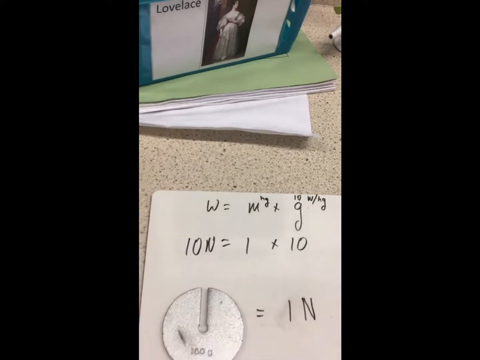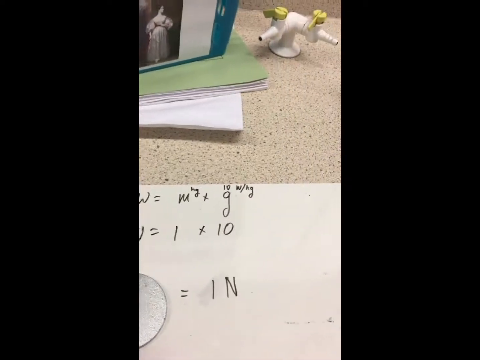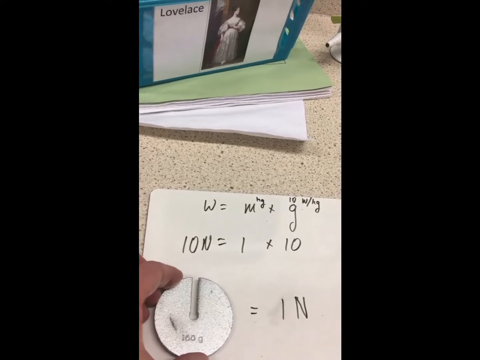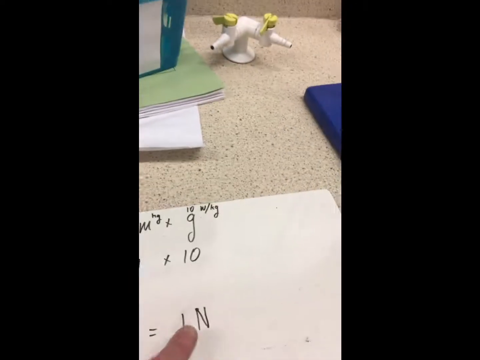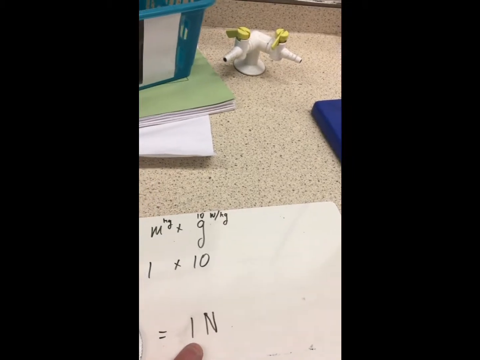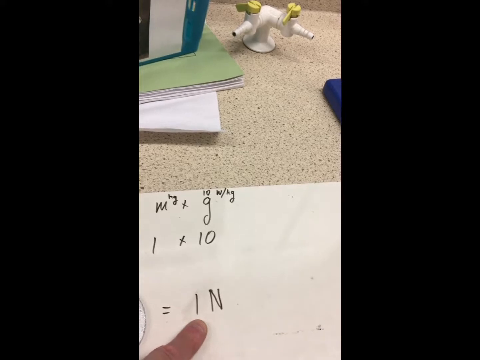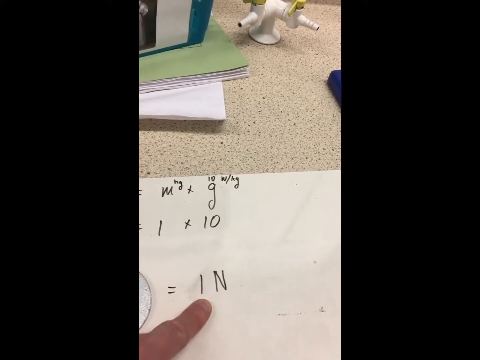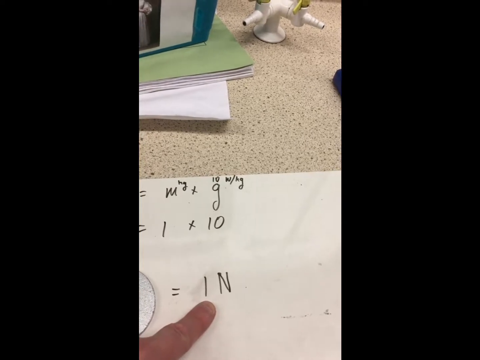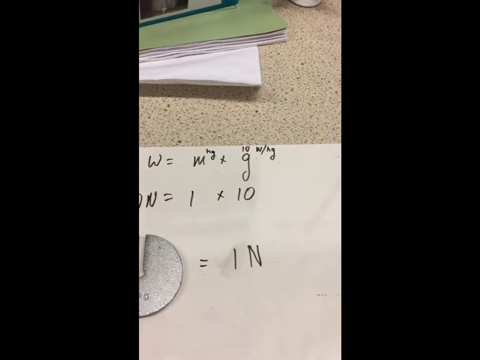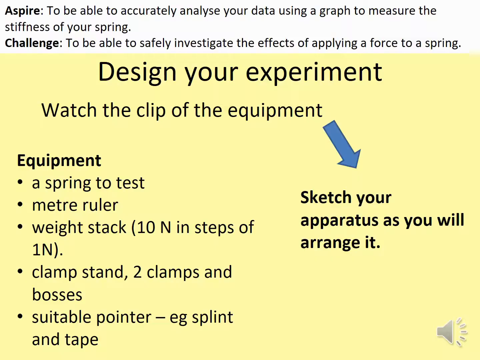And what that means is that the 100 gram slotted addition is 1/10 of a kilogram, which means that it is weighing 1 newton. So I'm going to be taking selected pictures of those being added, and we'll be reading using the marker on the ruler as accurately as possible what the extension of the spring is.